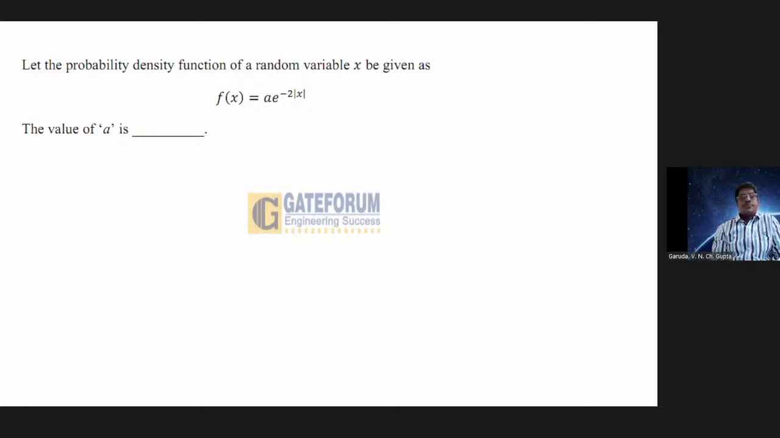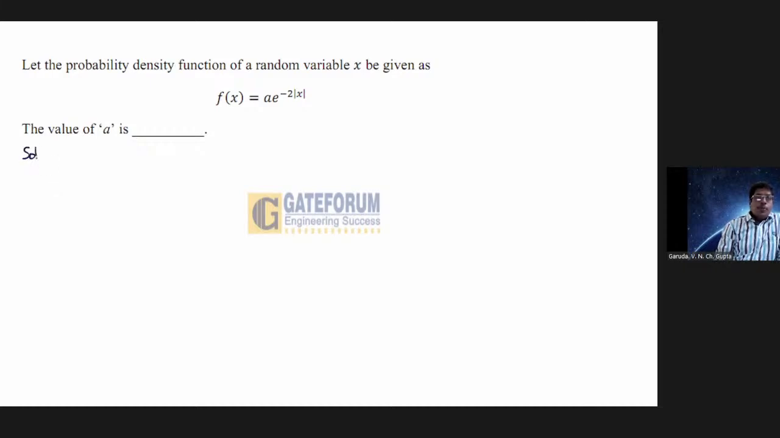Next question related to probability. This question is from probability and statistics. Let the probability density function of a random variable x be given as f of x is equal to a times e raised to minus 2 mod x. That is, a into e to the power minus 2 mod x. The value of a is.